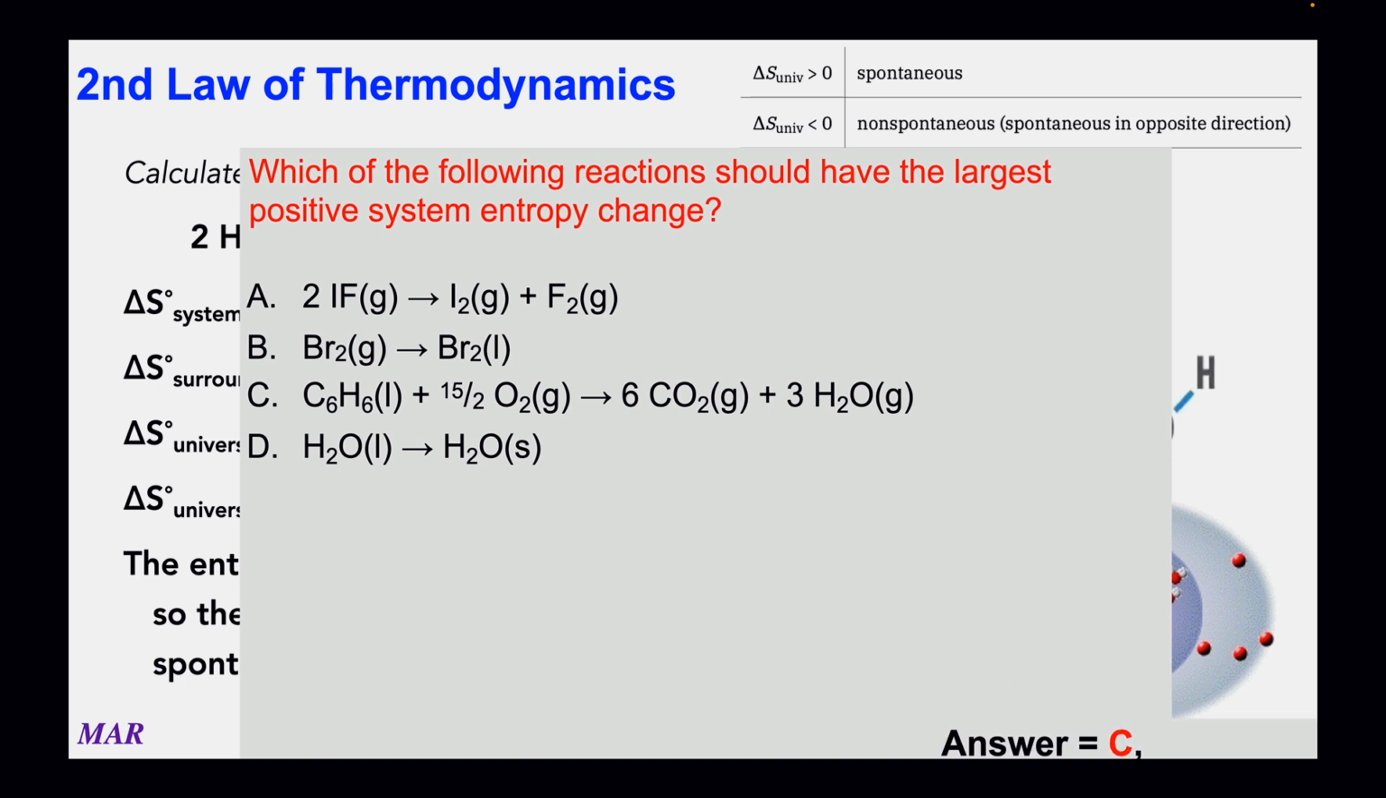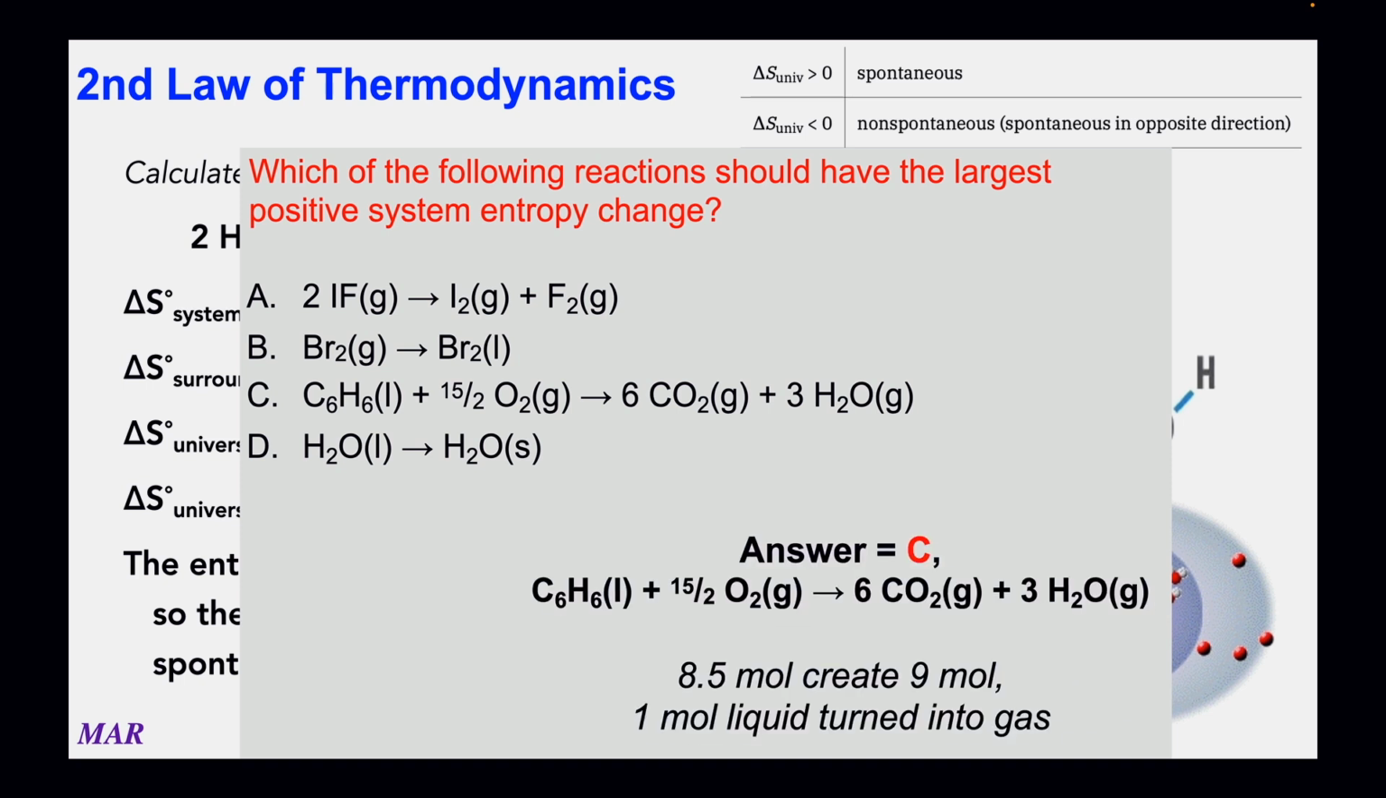So the answer here is definitely going to be C. You have more moles of product than you had moles of reactants. Even half of a mole is enough to make a difference. But also, one of the moles of reactant was a liquid. Everything on the product side is a gas. So for all those reasons, answer C would be the most likely positive entropy system change.